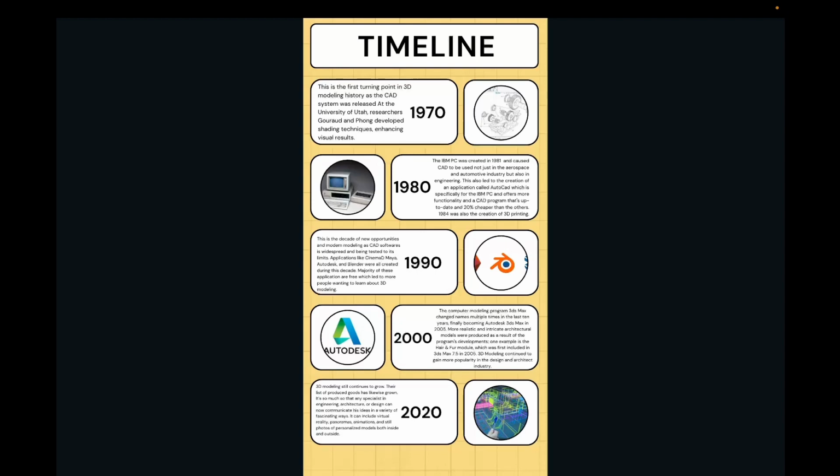The first pivotal moment in 3D modeling occurred with the release of the CAD system. At the University of Utah, researchers Gouraud and Phong developed shading techniques that improved the visual outcomes of the 3D model. The release of the IBM PC in 1981 expanded the use of CAD from aerospace to engineering. This led to the creation of AutoCAD, a significantly cheaper CAD program, and in 1984, 3D printing technology was introduced.